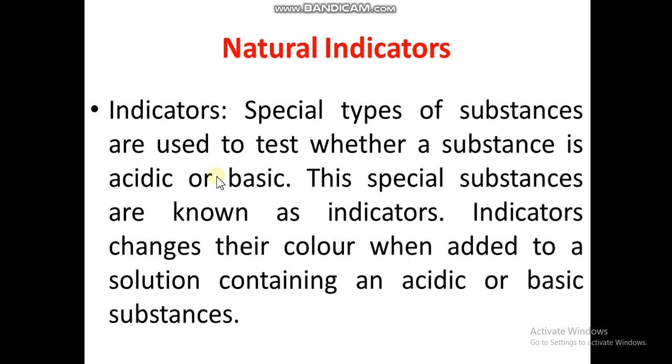So indicators change their color when added to a solution containing an acidic or basic substance. Consider you have a solution in which some acid or base is there. We do not know whether it is acid or base. So how do we test? If we add this solution to the indicator, then the color of the indicator changes. By the change of the color we can say whether the solution is acidic or basic, depending on the color of the indicator.